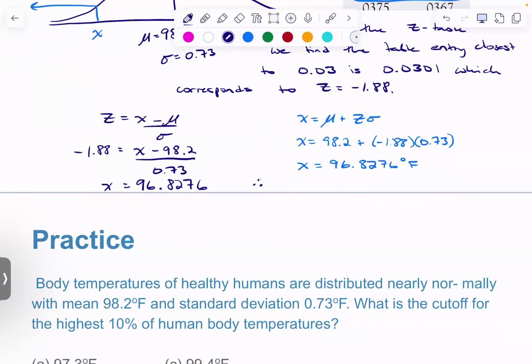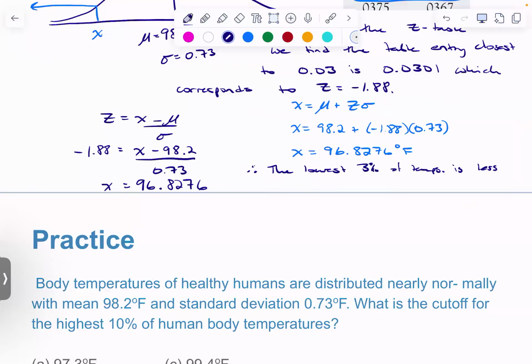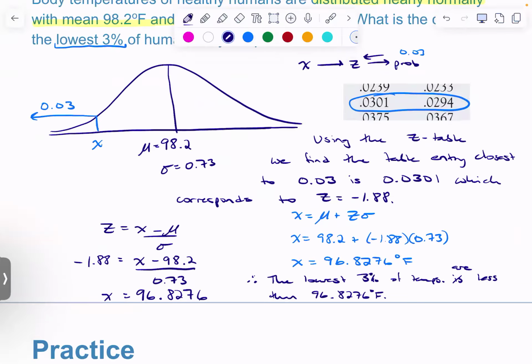So therefore, the lowest 3% of temperatures is less than, I want to keep it on this slide, are less than 96.8276 degrees Fahrenheit. I'm not looking for that sentence, the number is what I am looking for.